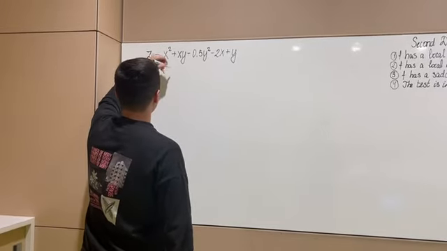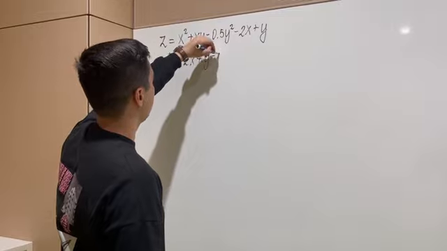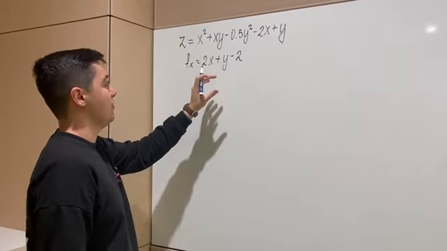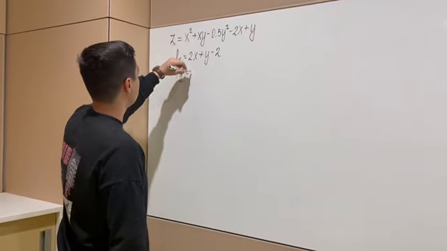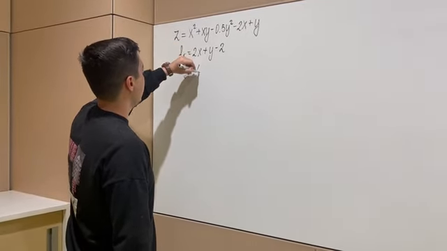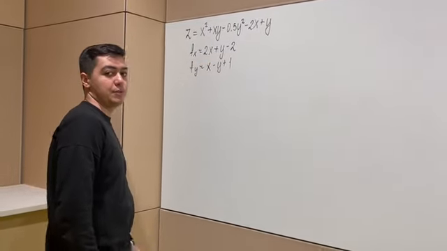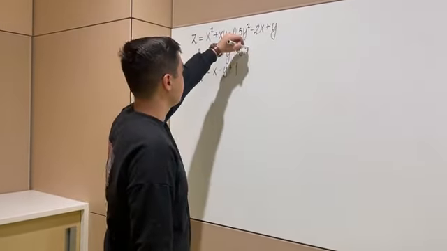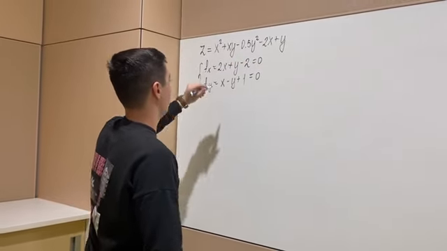fx is equal to 2x plus y minus 2. This is the derivative of this function with respect to x. And then fy is equal to x minus y plus 1. Then we should set them equal to 0, and we need to solve it.